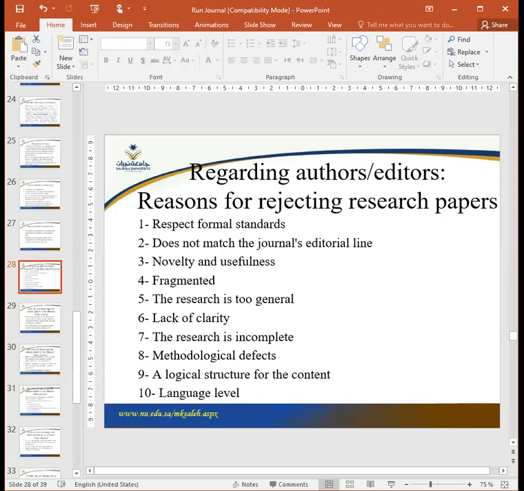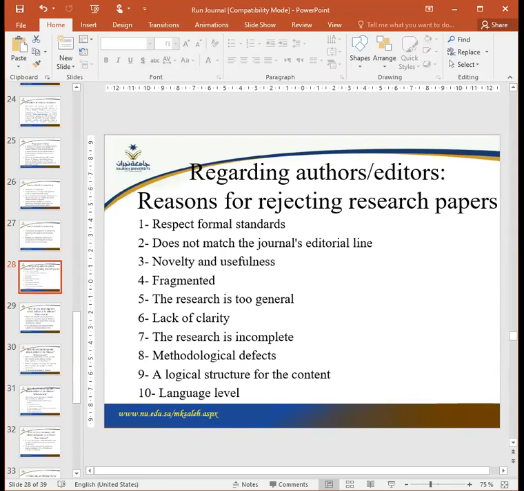Or the research is incomplete. It is just a note or general information that does not amount to the degree of an integrated study. Or there is a methodological defect, or the absence of logical structure of the content. And number 10, which is very common, is the language level.